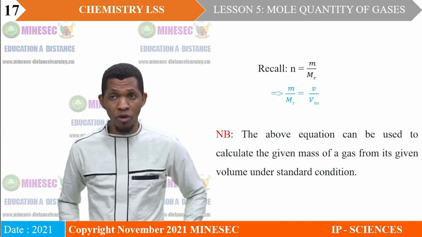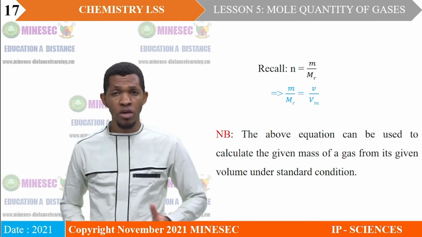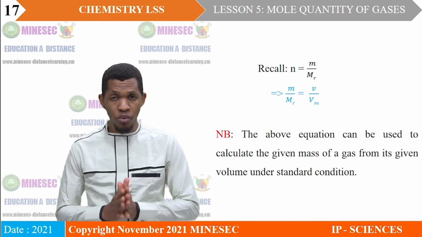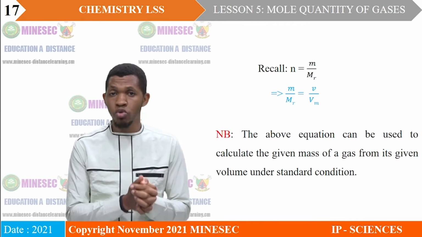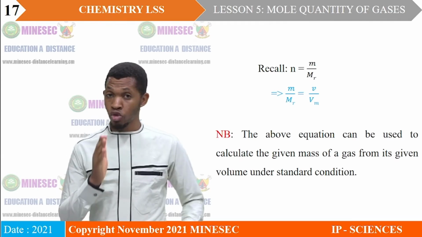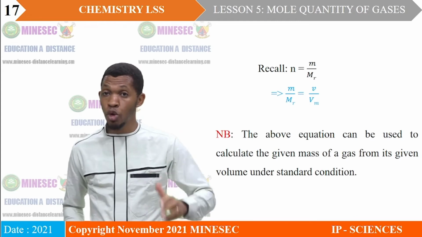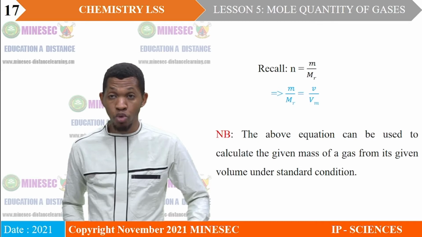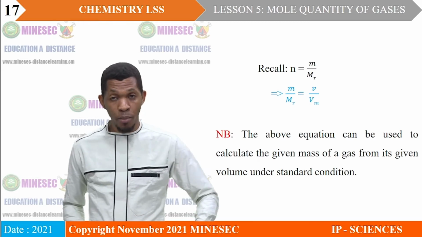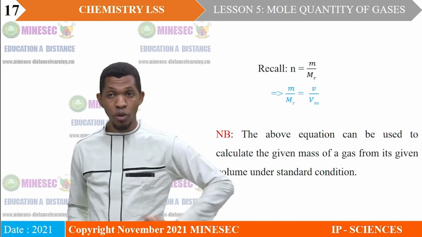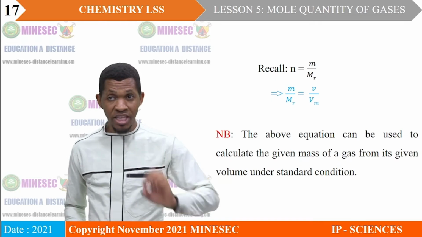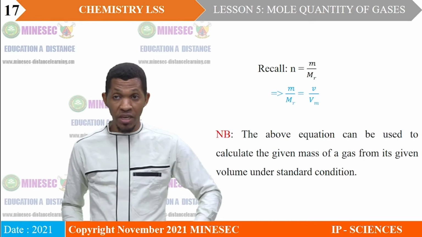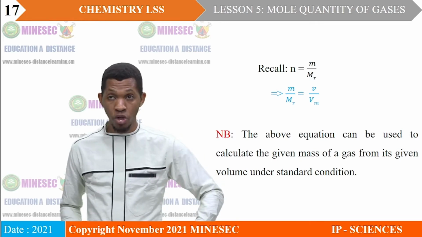We know that number of moles is also equal to the given mass over the molar mass. So if we equate number of moles, which is equal to given mass over molar mass, to number of moles, which is equal to given volume over molar volume, we have given mass over molar mass is equal to given volume over molar volume. It's important to remember that this equation can be used to calculate the given mass of a gas from its given volume under standard conditions.